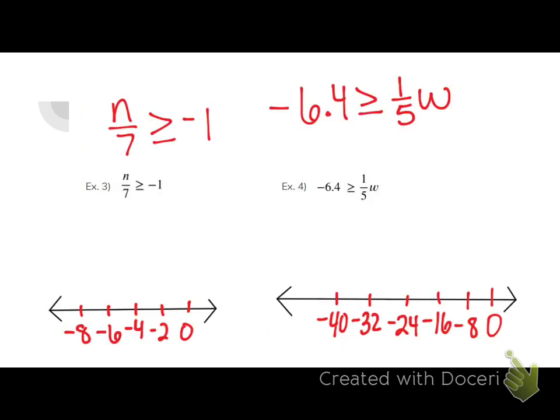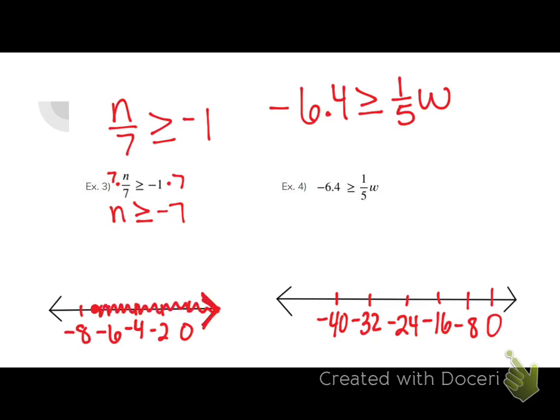Good. Multiply by 7 on both sides. That gives us n is greater than or equal to negative 7. Are we open or closed at negative 7? Closed. Again, I counted by 2, so I need to put my point where? Good. Between the negative 6 and the 8. Closed. Shaded to the right. Good. Greater than, we go right.